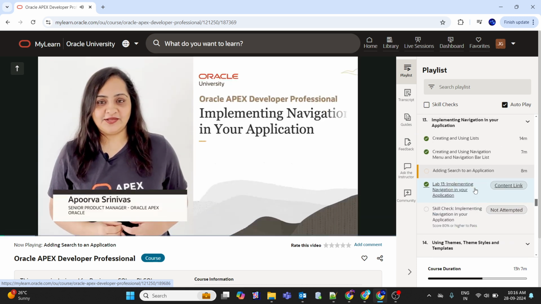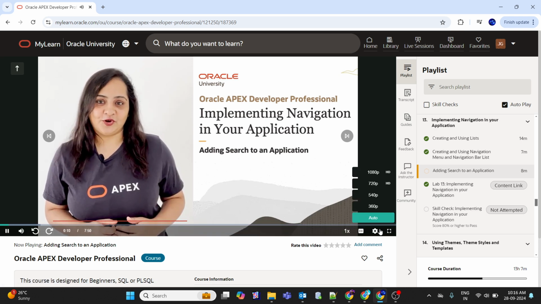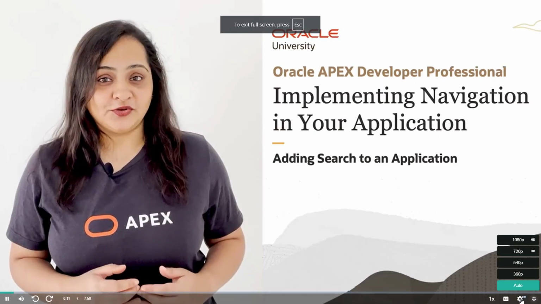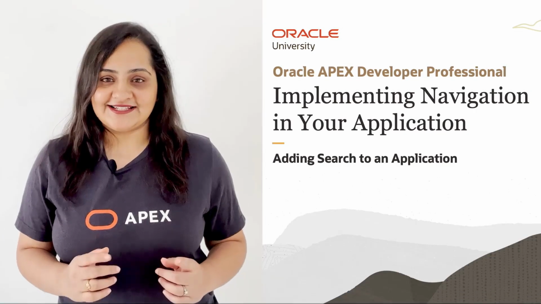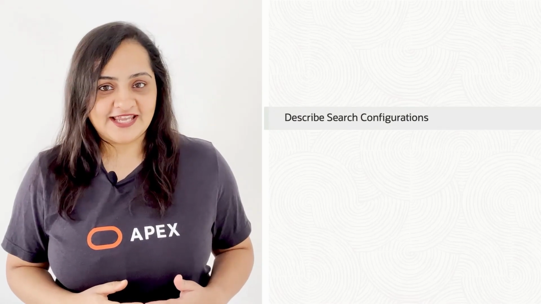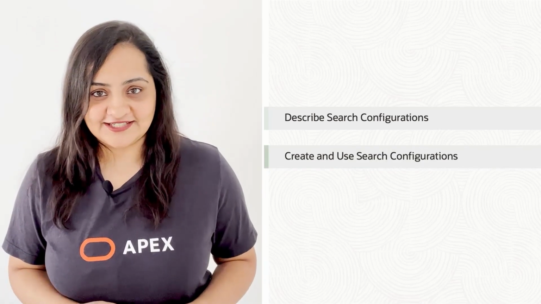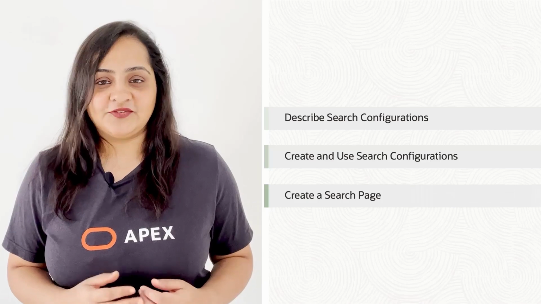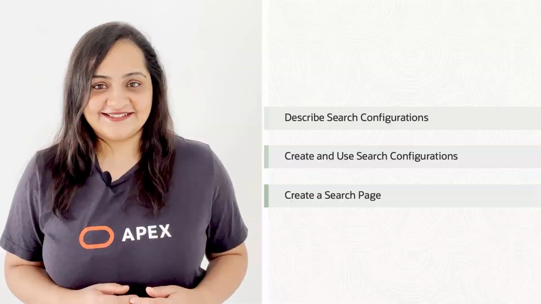Welcome to the module on implementing navigation in your application. In this final lesson of the module, we will learn how to add search capability to your Apex application. Let's get started. Apex 22.2 introduced a new feature where you can add search to your application declaratively. You do this by creating a search configuration and a search page that will display the search results. Let's see how to do this in this lesson.